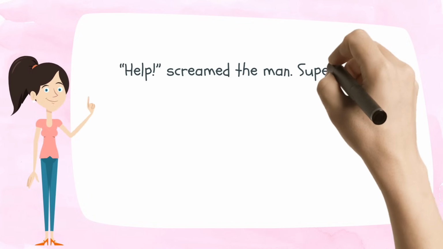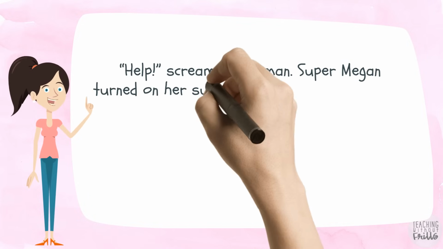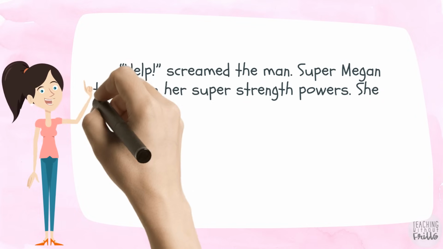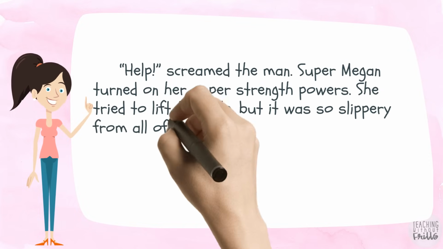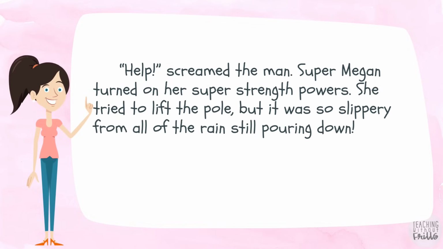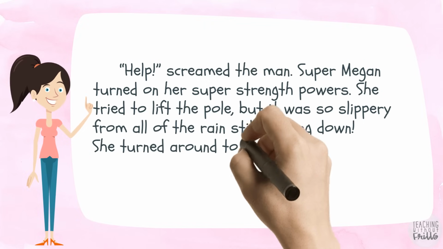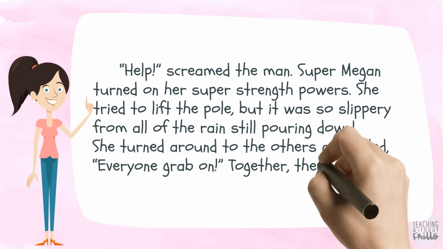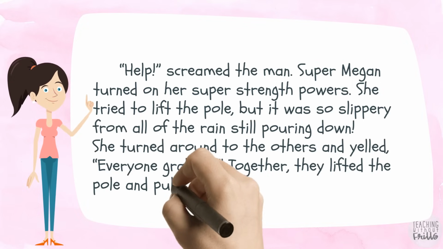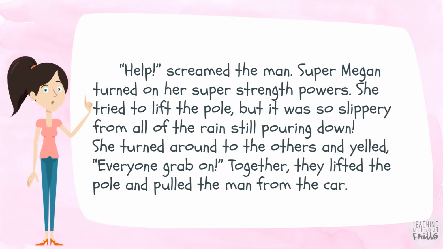"Help!" screamed the man. Super Megan turned on her super strength powers. She tried to lift the pole, but it was so slippery from all of the rain still pouring down. She turned around to the others and yelled, "Everyone, grab on!" Together, they lifted the pole and pulled the man from the car.